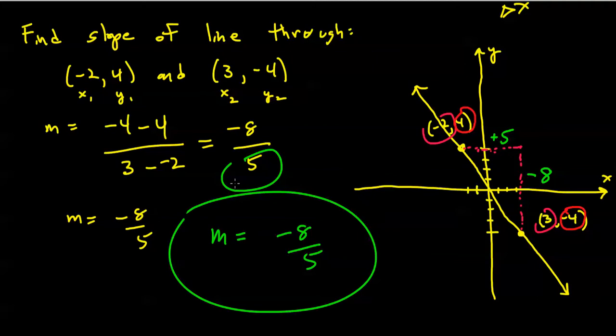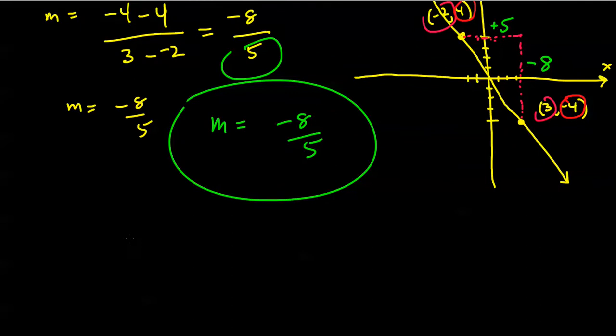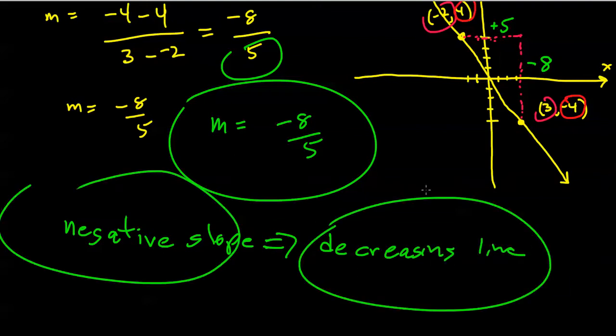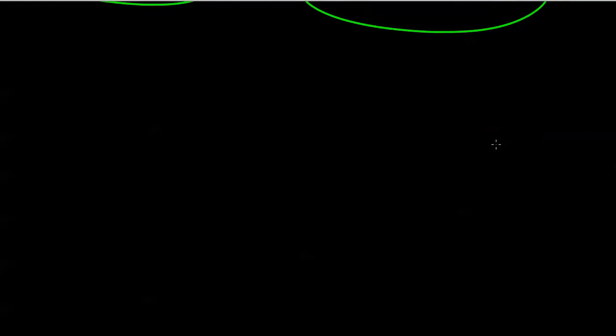Alright, one thing I want to highlight here is negative slopes. If your slope is negative, essentially that means your line is going down left to right. I call that a decreasing line. So if your slope is negative, your line is always decreasing, again, in a left to right sense. Negative slope, decreasing line. Let's do another one.